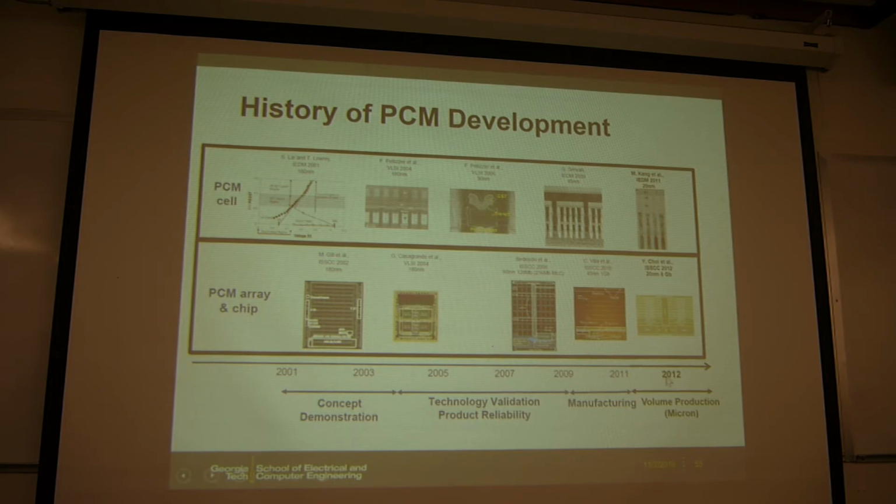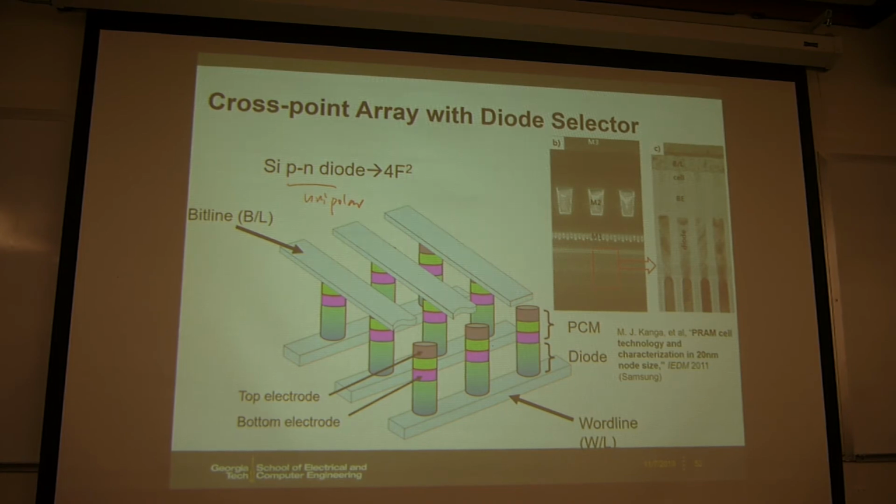And in 2012, Samsung achieved an 8 gigabit chip at 20 nanometer. So this is like a milestone for phase change memory. This is based on the corresponding array with the PN junction as a diode. But if you use a PN junction as a selector, you can only do one layer because this PN junction needs to be at the substrate, a single crystalline silicon PN diode.